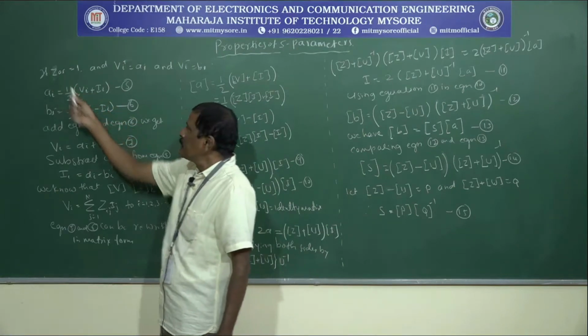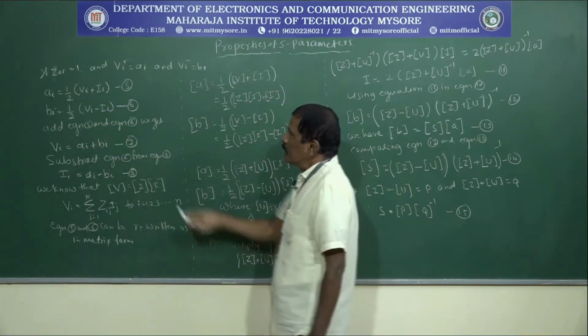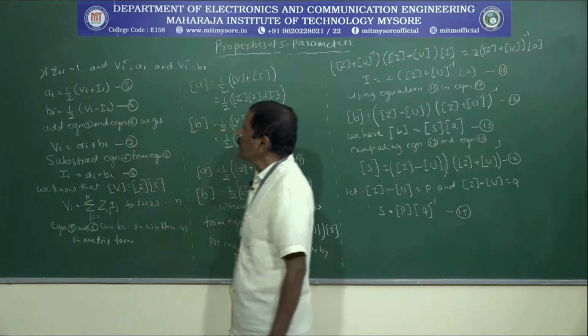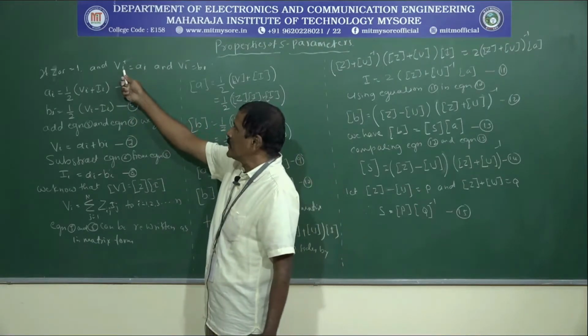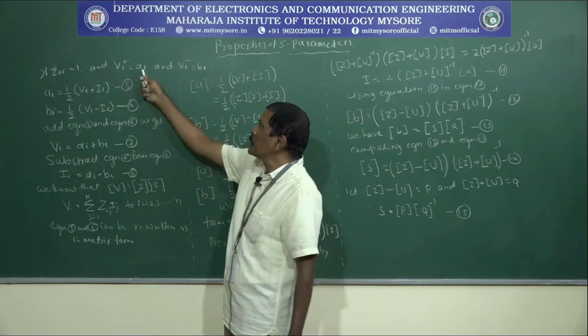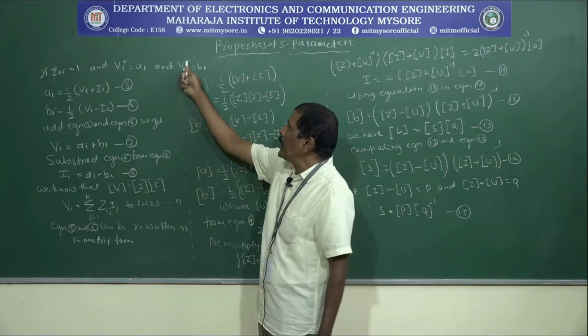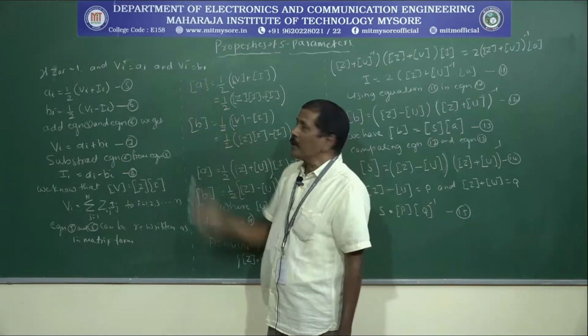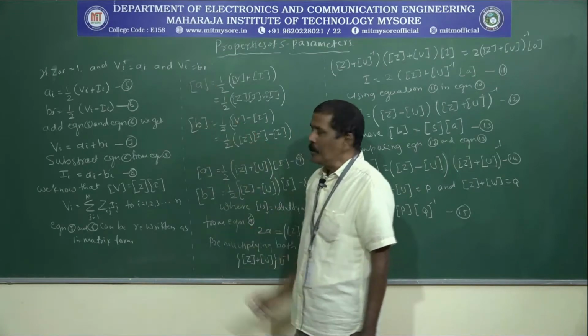now if Z0i is equal to 1, and Vi plus, that is your incident voltage, is equal to Ai, and Vi minus, that is your reflected voltage, is equal to Bi.